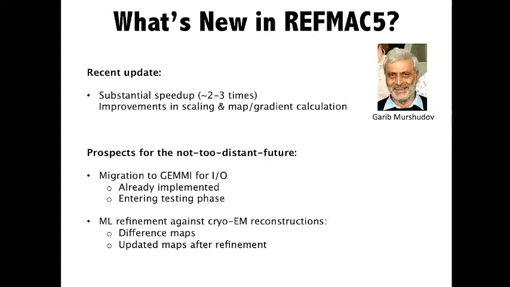Prospects for the not-too-distant future: we've got migration to Gemmi for input and output in REFMAC, so that's for reading and writing mmCIF files. In particular, it's already been implemented, but it's entering the testing phase. Hopefully that will be done relatively soon. And there's lots going on in terms of macromolecular refinement against cryo-EM reconstructions. In the near future, we hope to see difference maps for cryo-EM, as well as updated maps after refinement, which is currently not done at the minute. The map remains the same before and after refinement.